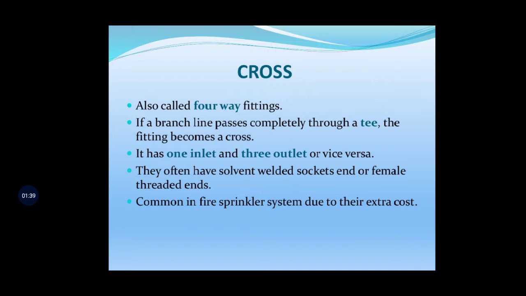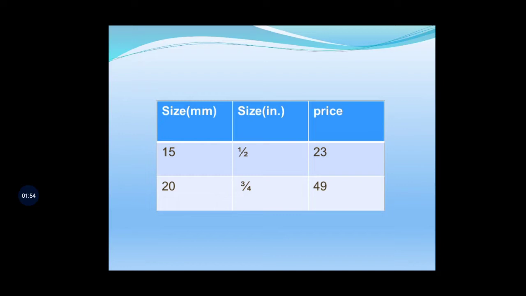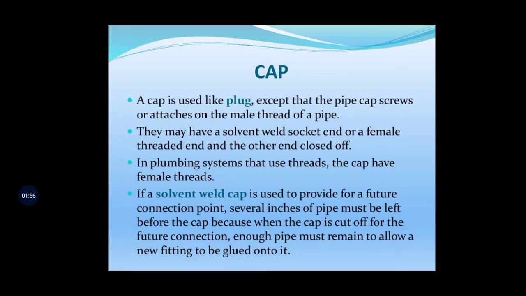They often have solvent welded socket ends or female threaded ends, common in fire sprinkler systems due to their extra cost. This is the picture of a cross. So, four-way distribution. These are the sizes and prices available. Next one is the cap.